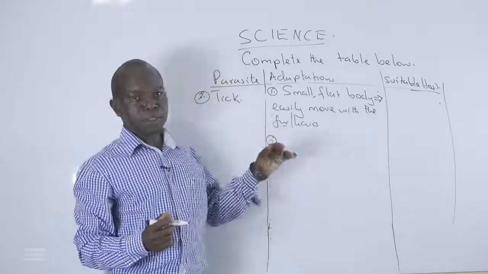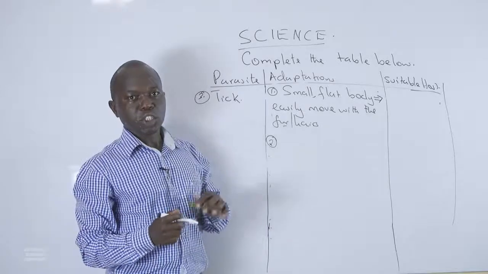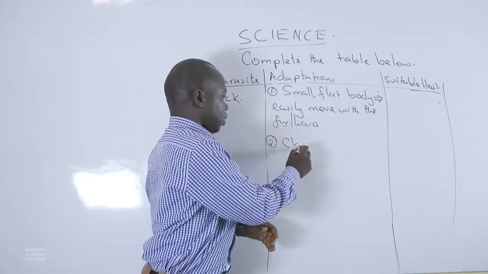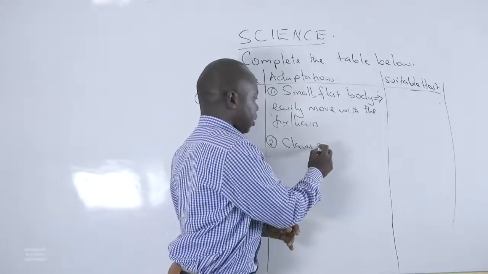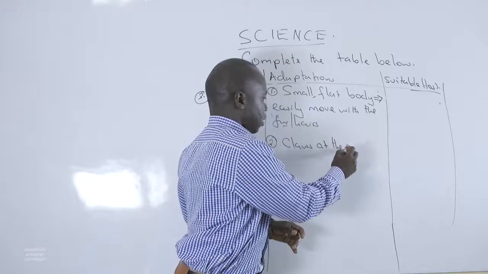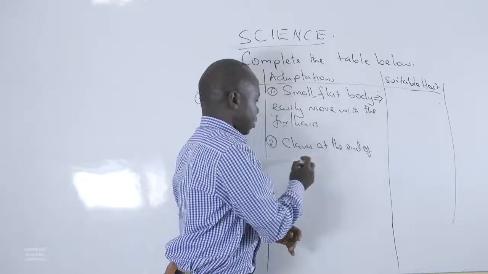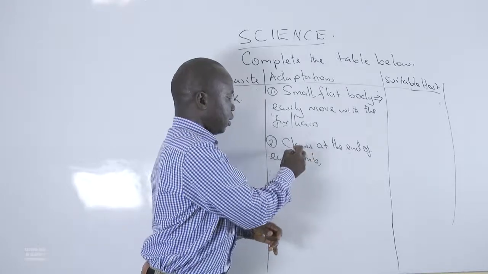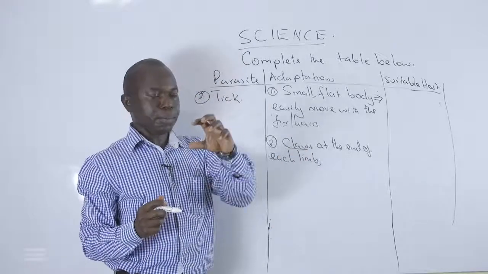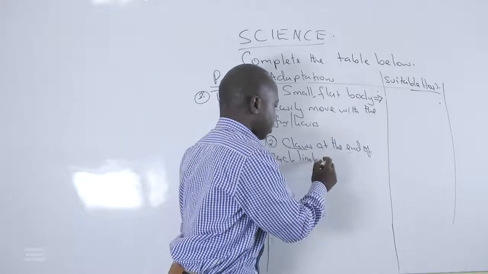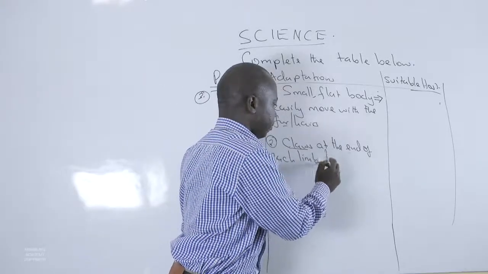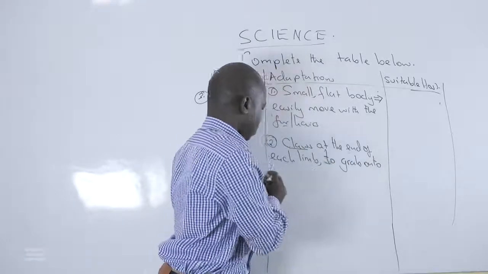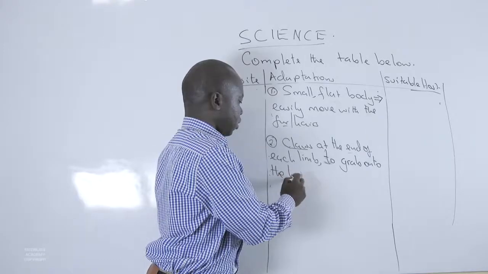The other adaptation: at the end of each limb, we have claws. This is important so that it can grab onto the host skin.